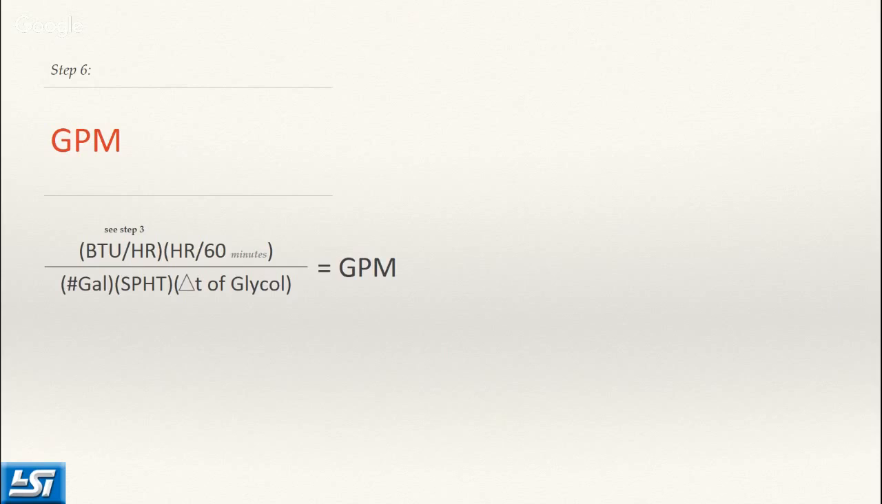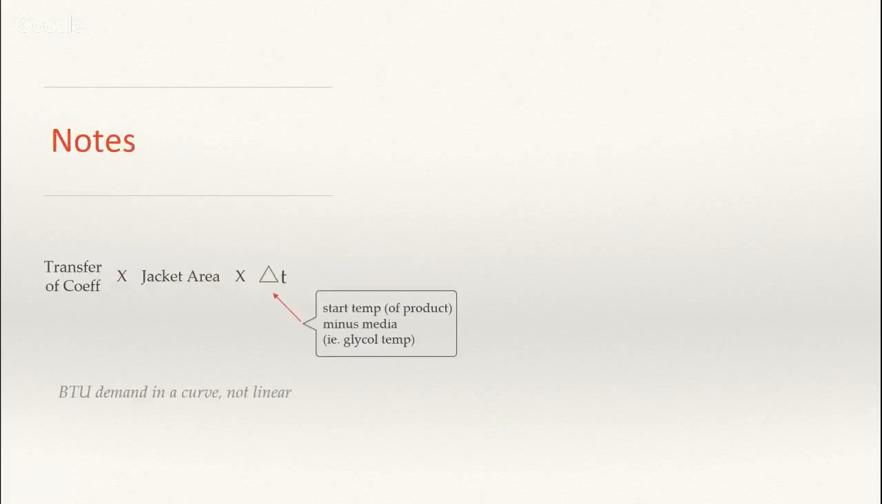You're more than welcome to come back and reference this calculation to walk through it. The final note: the transfer coefficient, that's the U value, times your jacket area, times the difference of your product minus media, gives you an initial demand in BTUs.